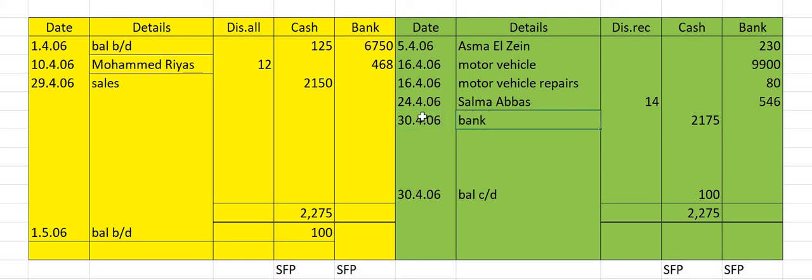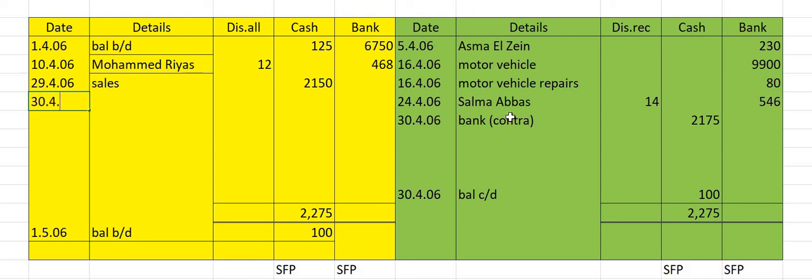Now, this is known as a contra entry. What is it known as? A contra entry. Right? Now we credited in the cash column. Now we are supposed to debit it in the bank column. So we are moving on to the debit side.